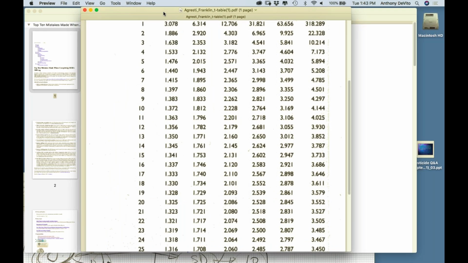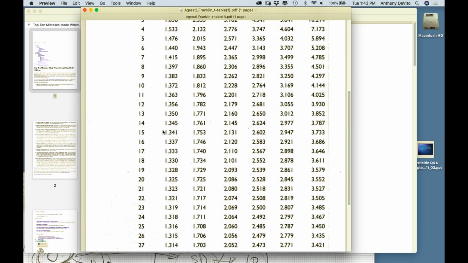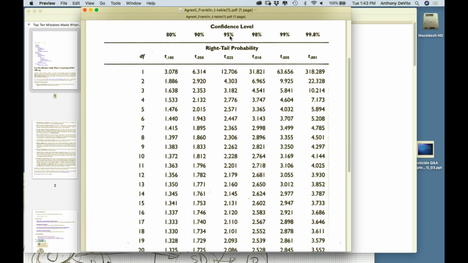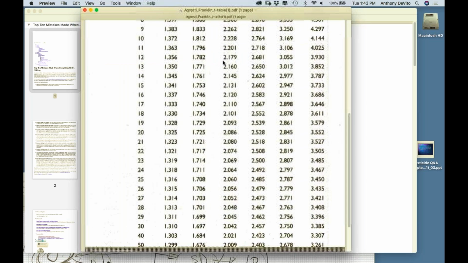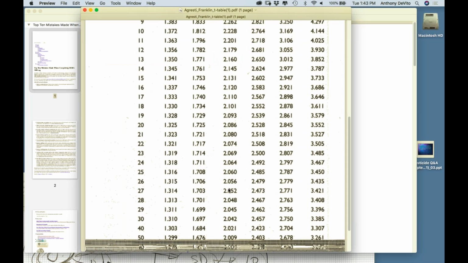So our sample size was 25. What value of T for a 95% confidence interval are we going to use? Anyone want to hazard a guess? Guys online can type it in. What am I going to use for a sample size of 25? 24, right? What is the value that we're going to use for T? Bingo, 2.064.